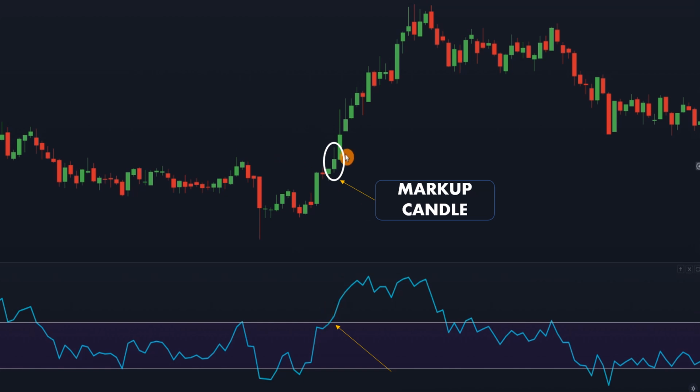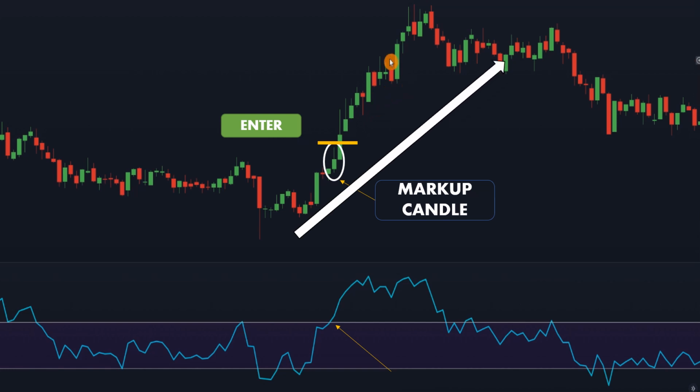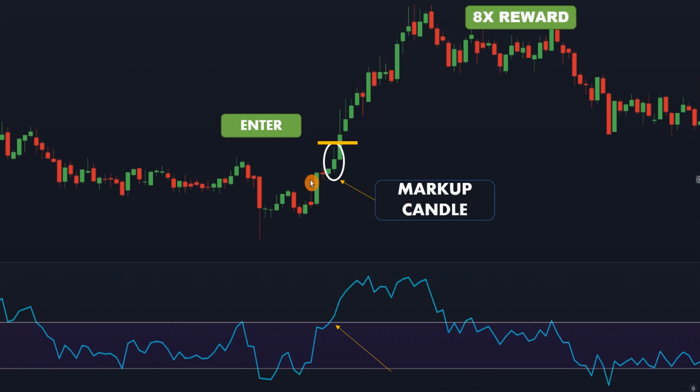As soon as the markup candle is closed and RSI sustains above the 60 RSI levels, you can enter a buy position on the high of the markup candle. Here you see the force, how the price was pushed hard. And this has gone almost 8 times of the markup candle. So, the reward was very high.